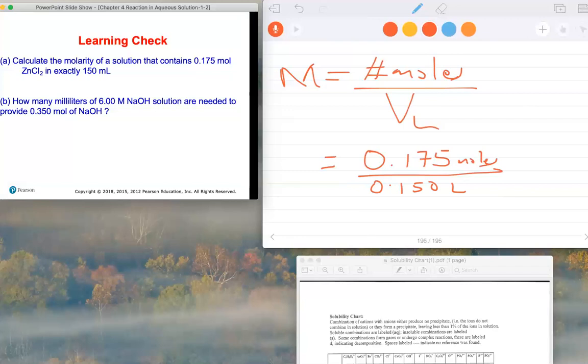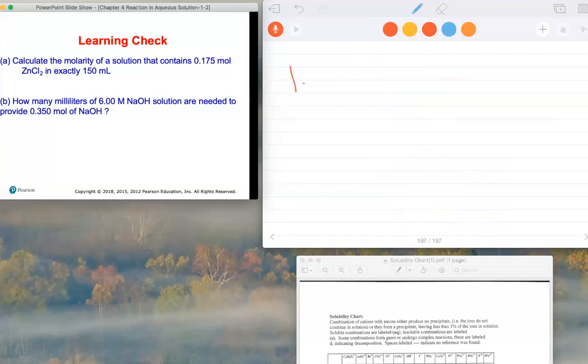Let me get my calculator real quick. So 0.175 divided by 0.150, and I have 1.17. This is moles per liter. That's the unit for molarity. Or sometimes you'll see 1.17 with an uppercase M. Uppercase M stands for molarity.